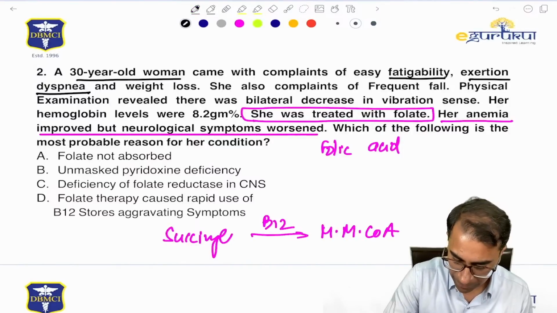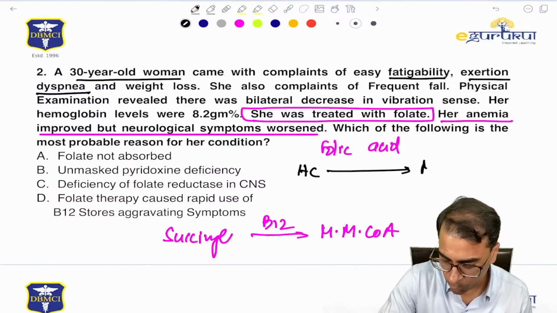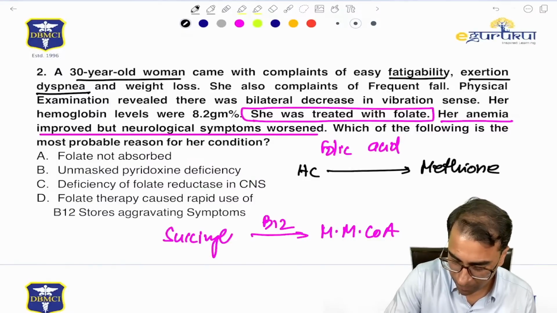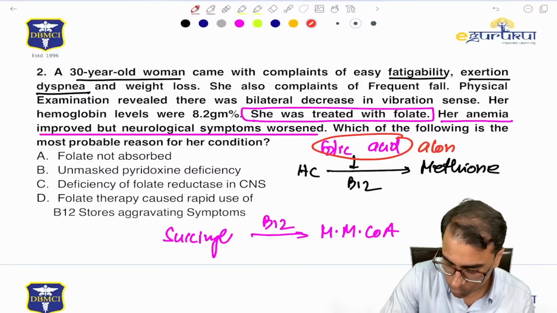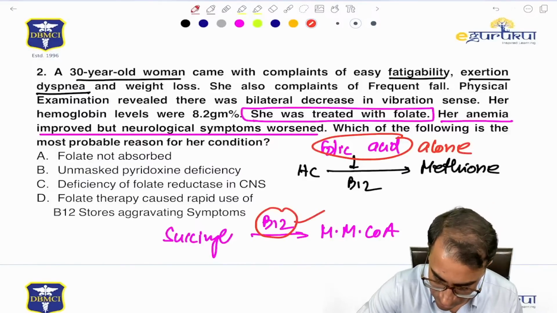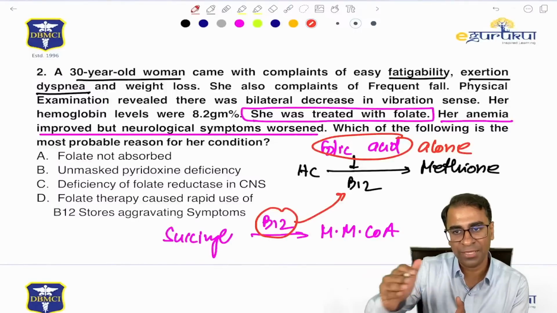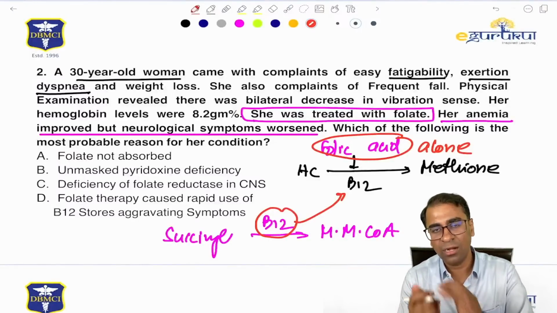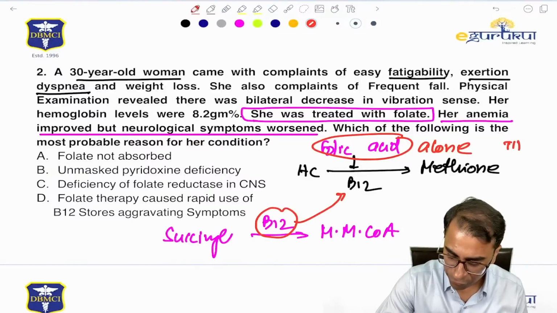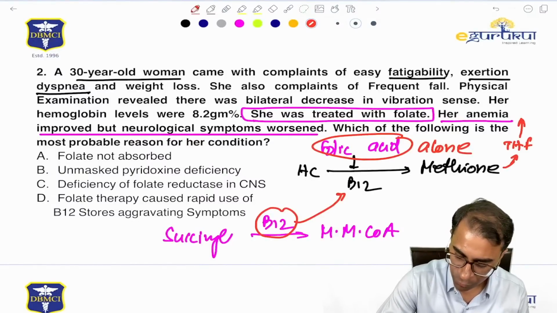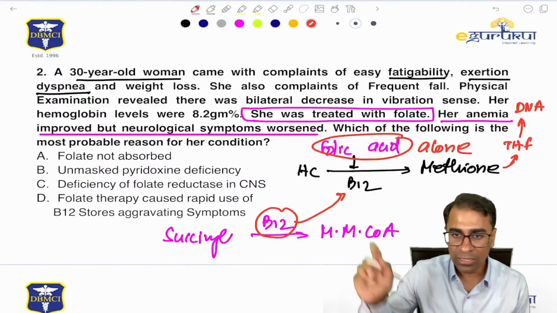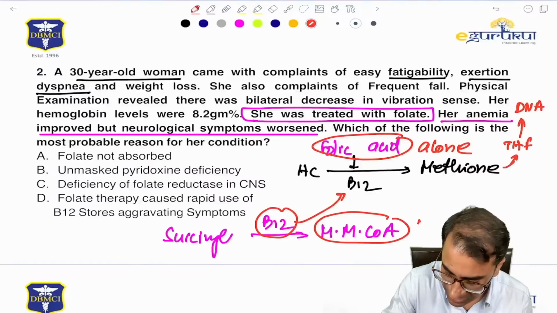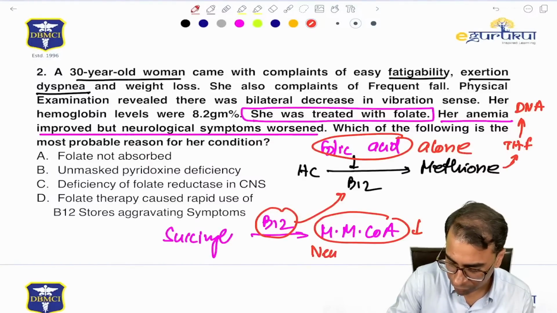On the other side, यहाँ पर है homocysteine which converts to methionine in presence of folic acid and B12. If I give folic acid alone, तो क्या होगा? B12 will shift from this reaction to this reaction, and so most of them will start making methionine. When they make methionine, they ultimately make tetrahydrofolate, and tetrahydrofolate will ultimately make what? The DNA, and DNA will improve the anemia. However, this is not being made, and because this one decreases, neurological symptoms will worsen.